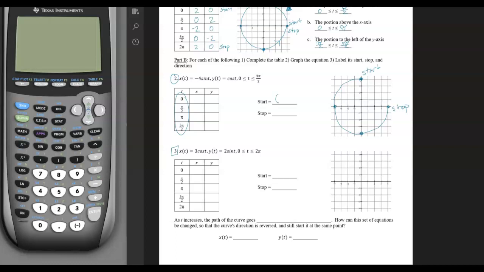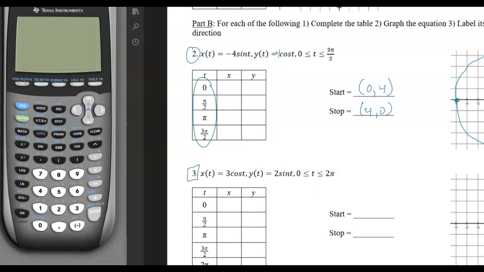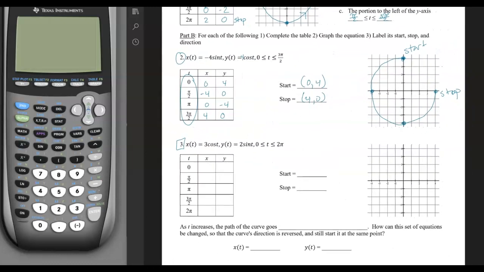Our start is 0, 4. Our stop is 4, 0. We find all of the points the exact same way that we found them before. Oh, there is a misprint here. This is supposed to be a 4. There's supposed to be a 4 in front of that cosine. But the points end up being this. Again, we find them the exact same way that we did on the previous problem, by thinking about the unit circle and what the sine and cosine values are for those points. Oh, also give a direction.